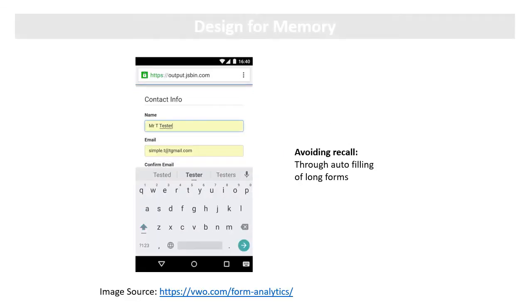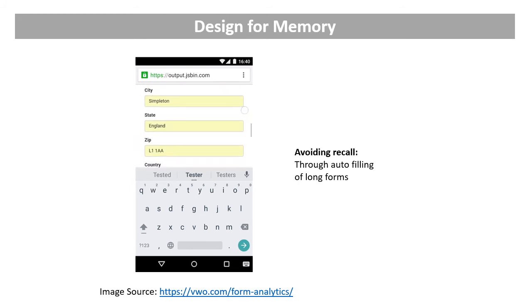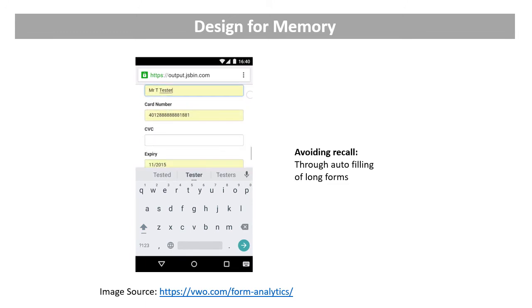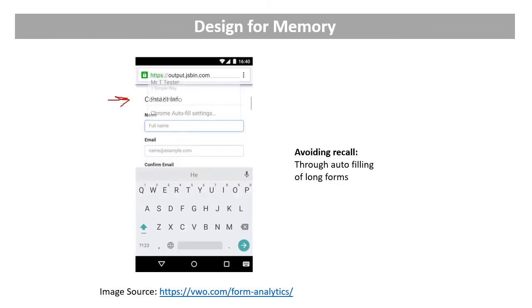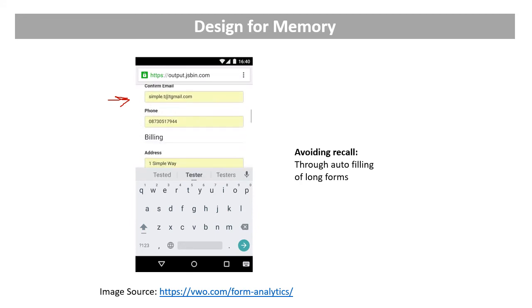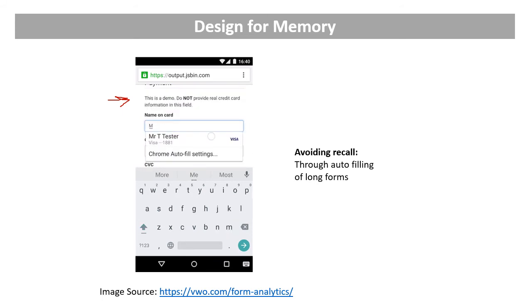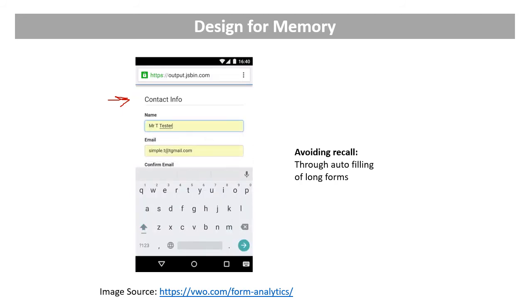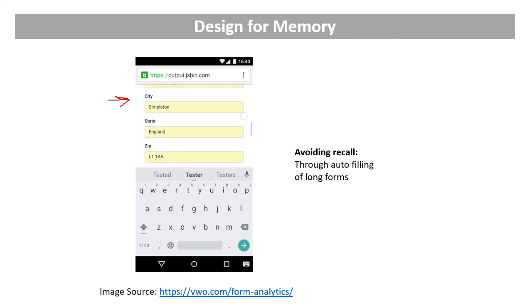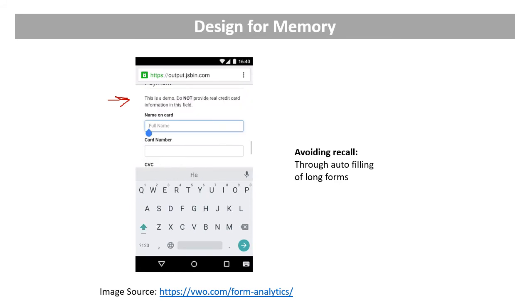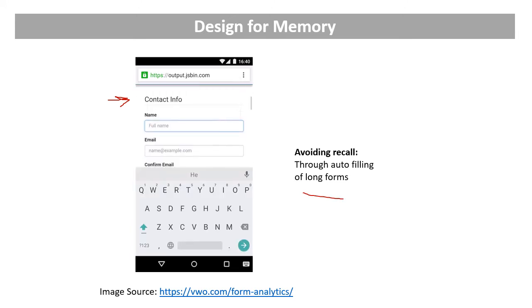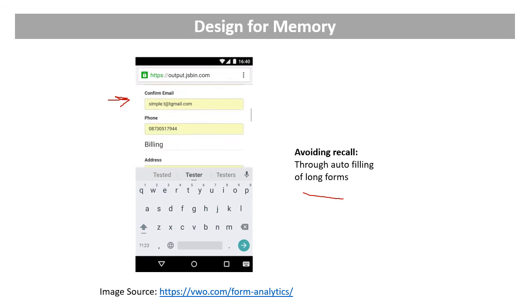So this is another example of avoiding recall, where the long forms are usually filled through autofilling, so that the user will enter his name at the top, and whatever previous data was entered with respect to that name, exactly all those relevant fields in this new form are filled accordingly, so that the user is not made to go through the entire process of filling the form again. So this is one of the good examples of avoiding recall, right? It also saves users time.